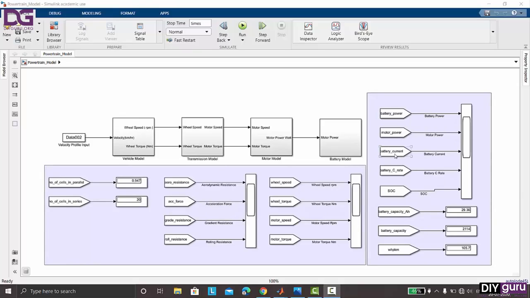For batteries, battery power requirements, battery current requirements, battery C rating, state of charge, how much state of charge is remaining in our battery pack after one complete cycle. The battery capacity in ampere hours and watt hours.